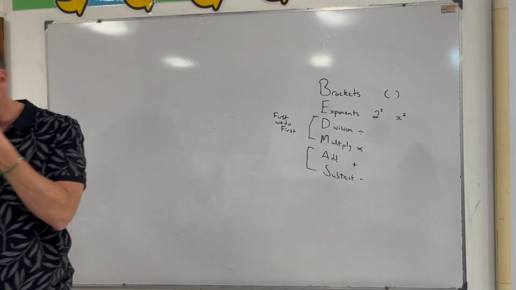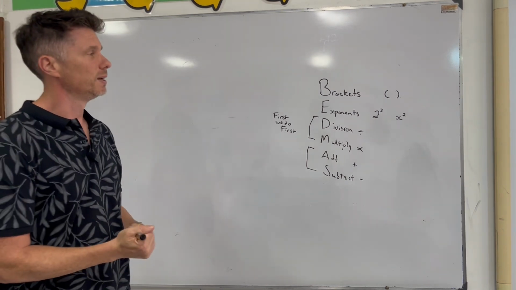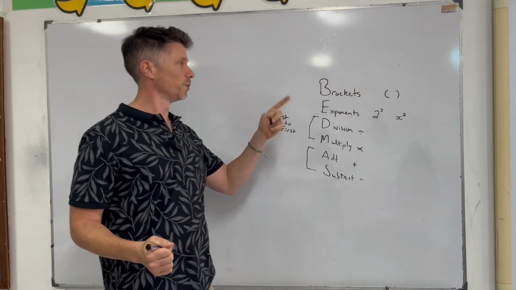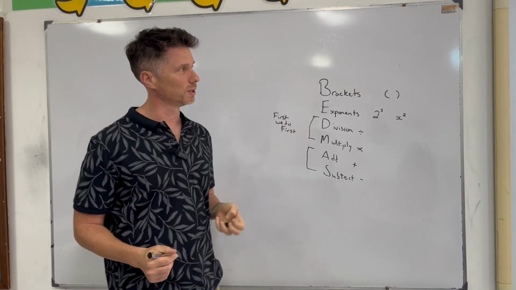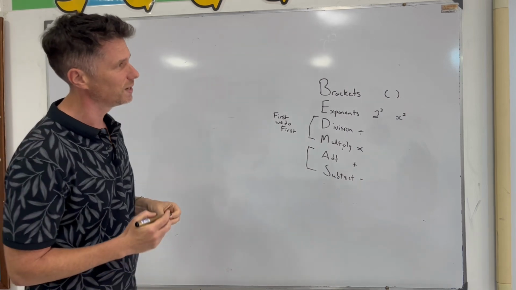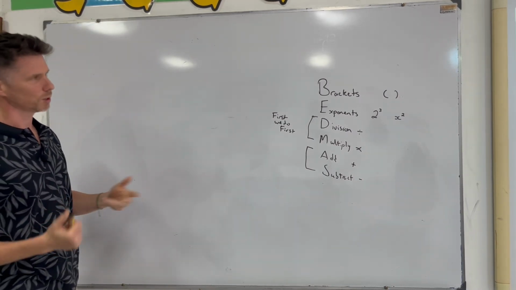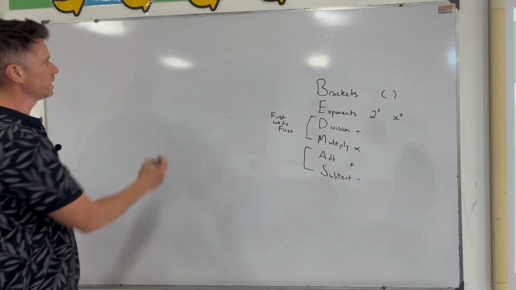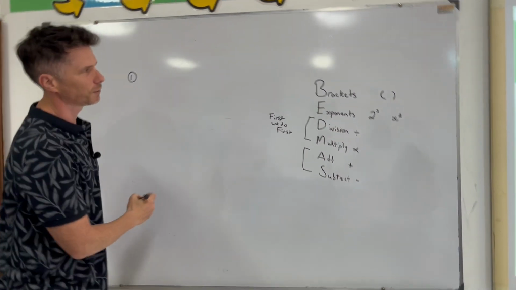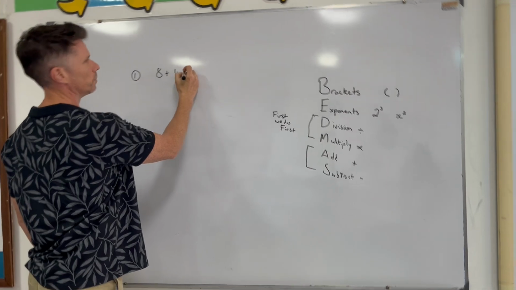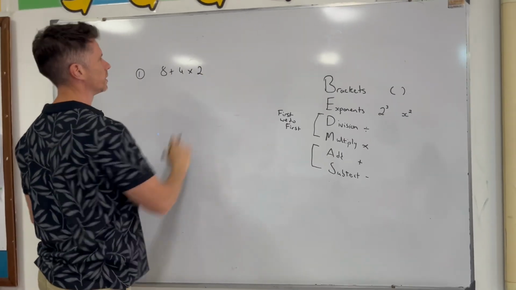So I'm going to do a few examples here now for you guys. The Americans like to say parentheses instead of brackets, so that's why I put this one up with a P. The British say brackets, up to you which one you use. I'm okay with both. Let's look at a few examples here. The first one, 8 plus 4 times 2. What is my answer here?